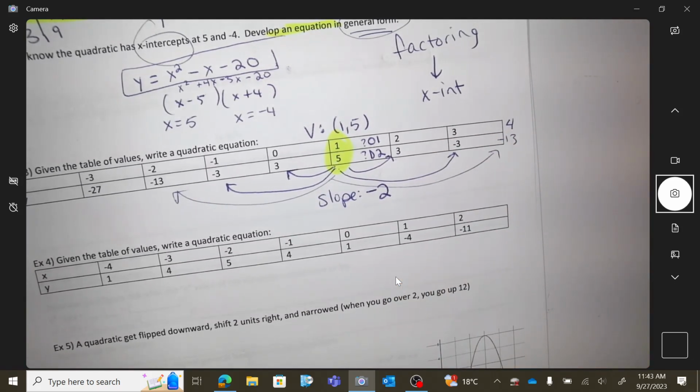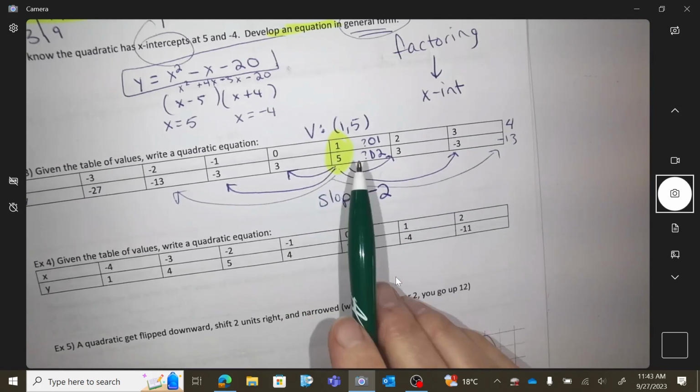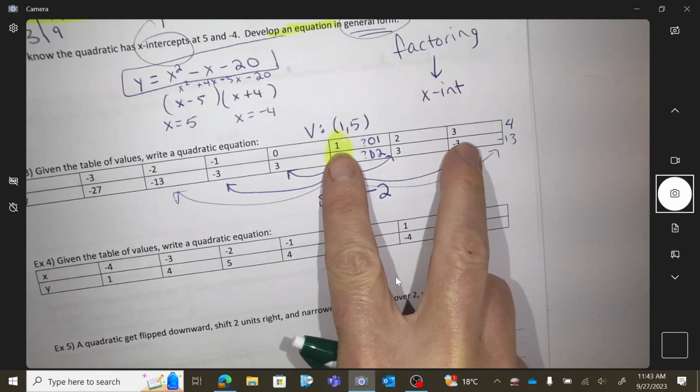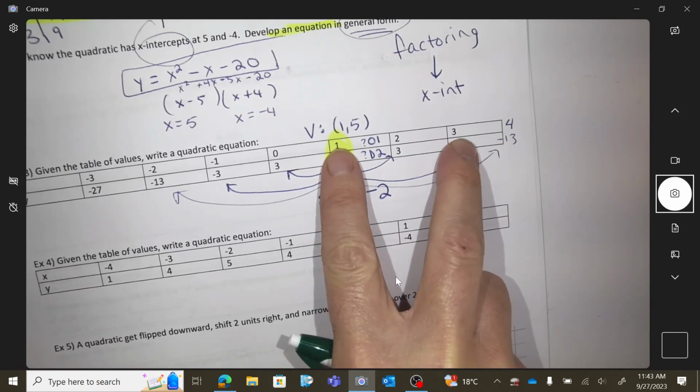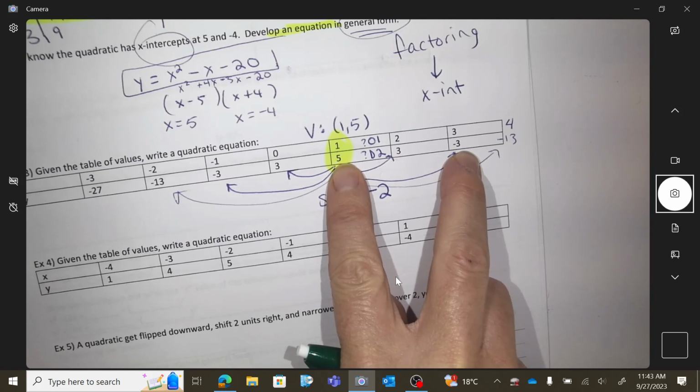Negative 2? Would that make sense? Do you want to check it out? Look at your next jump. So I'm going to go from 1 to 3. That's over 2, and what happened here? How did you move from a 5 to a negative 8?